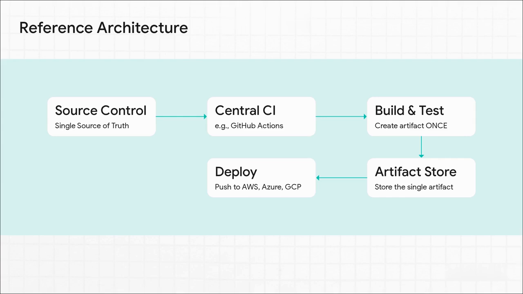Now, listen up, because this is the most important part. You build and test your app to create a single artifact, and you only do this once. That one artifact gets tucked away safely, and then, and only then, do you push that exact same artifact out to AWS, Azure, and GCP.